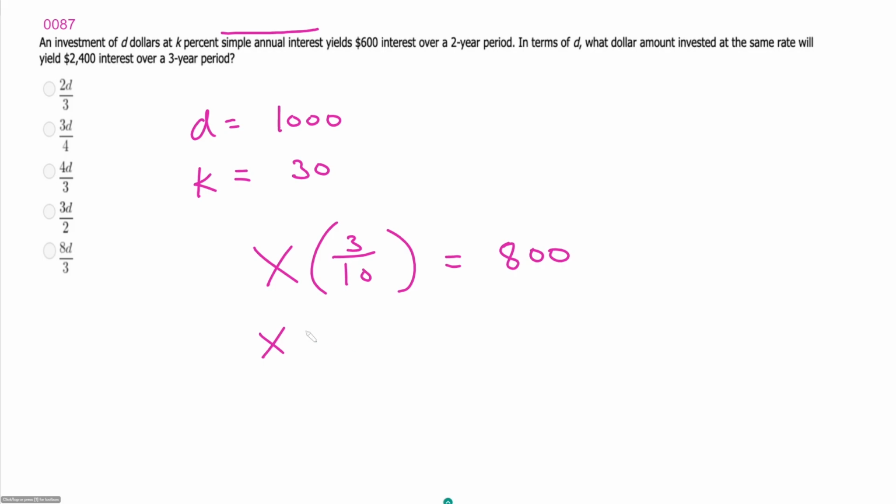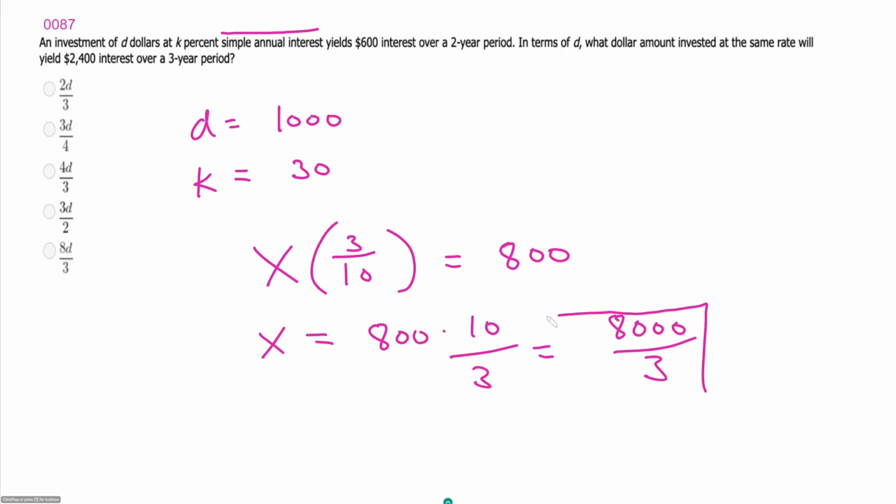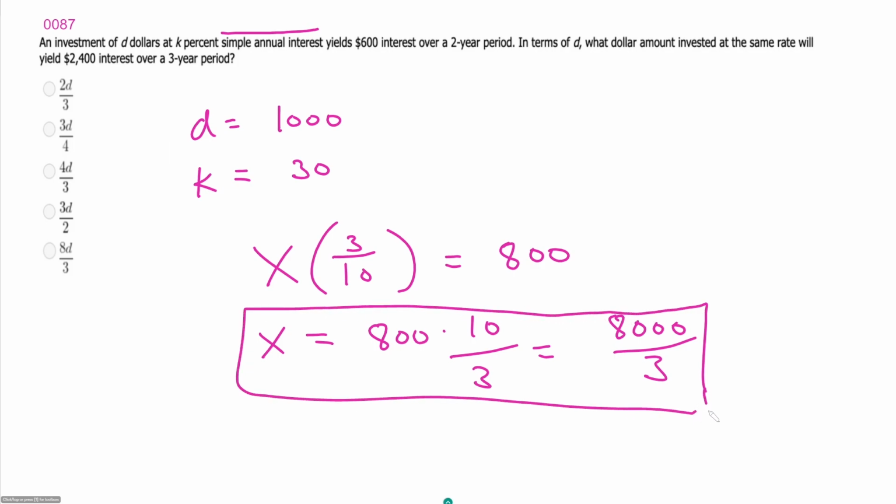So that means my investment should be equal to 800 times 10 over 3. It does not look like this is going to be a round number. That's okay, though. 8,000 over 3. Because I don't need a round number, because I'm just plugging in my values. I need to plug in my value for D here. So when I plug in 1,000 for D, the correct answer should be the one that gives me 8,000 over 3 as an answer. So this looks like it will be 2,000 over 3.